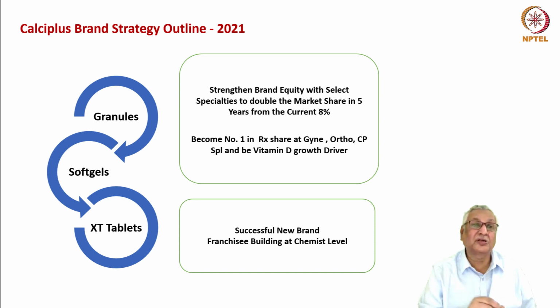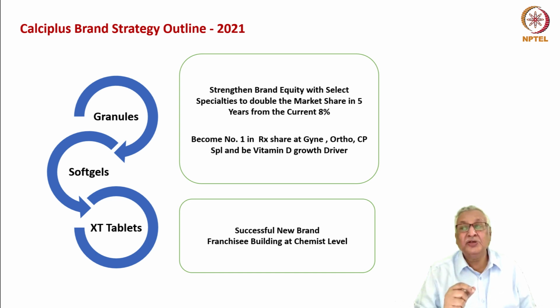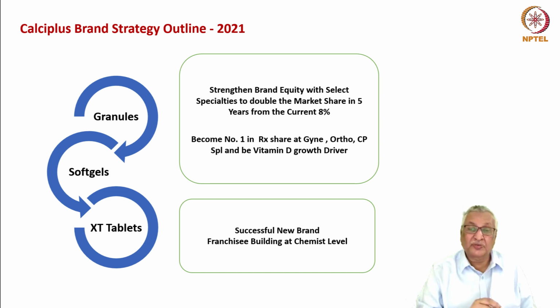In the case of this particular hypothetical product called Calci Plus, while the product could be offered in many formulations, and it indeed has been offered in many formulations, the company would decide that I would drive further sales growth through granules, soft gels, and XT tablets. And my goal would be to strengthen brand equity with select specialties using these kinds of special products. I would like to double my market share from the current 8%. I want to become the number one in prescription share.